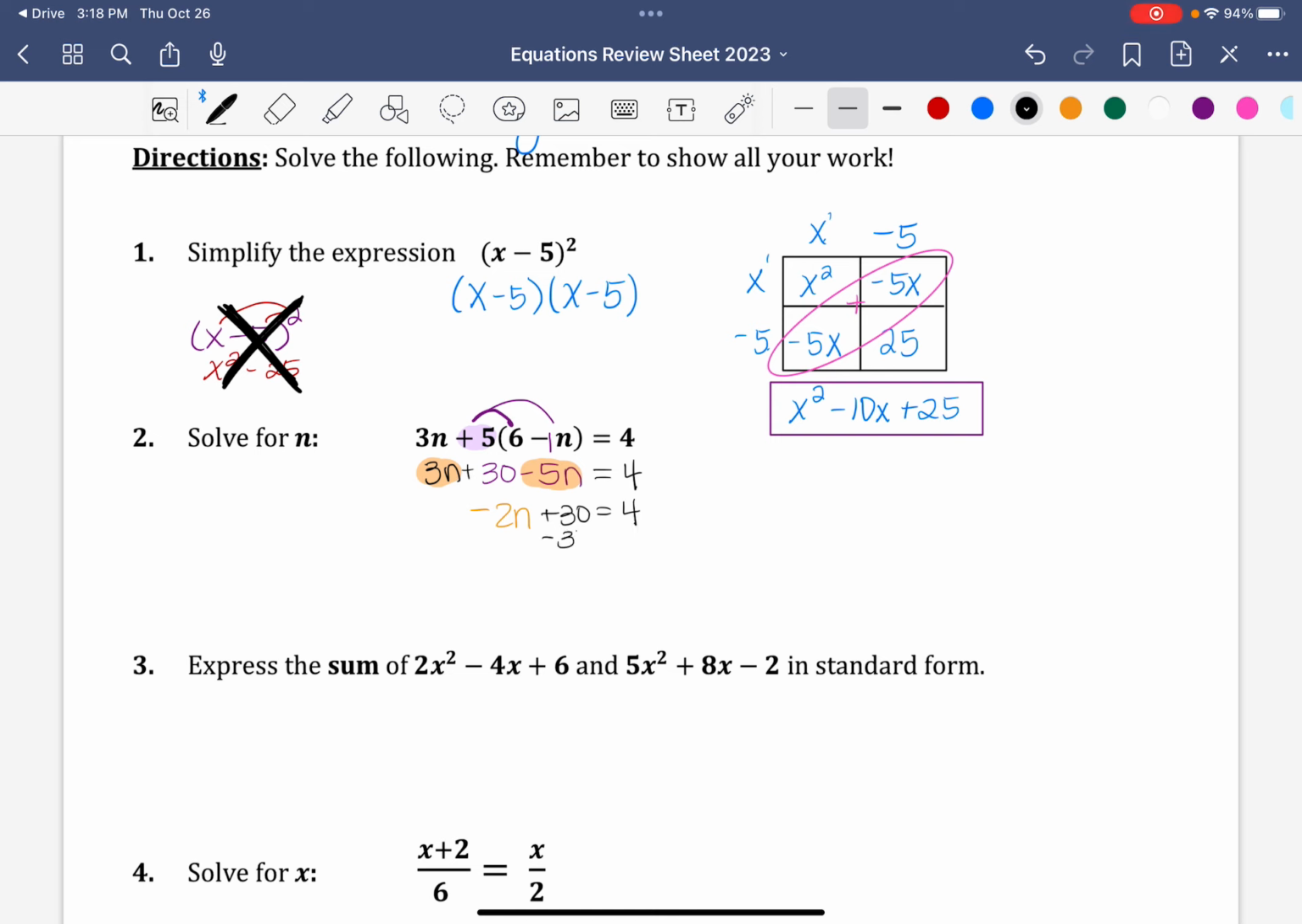So now I'm going to subtract 30 on both sides of the equation. And I get negative 2n equals negative 26. And then finally, I'm going to divide by negative 2. And that gives us n is equal to 13.